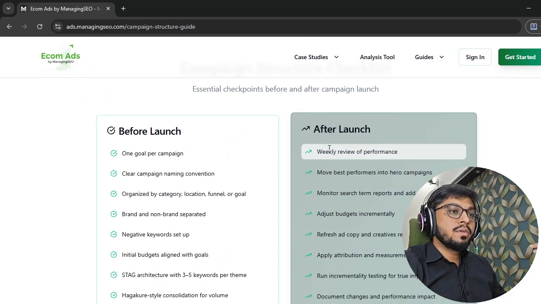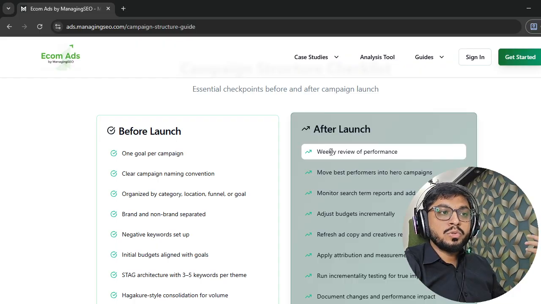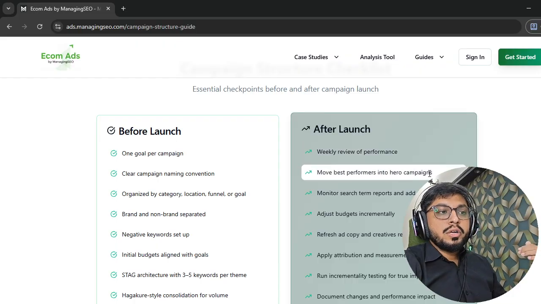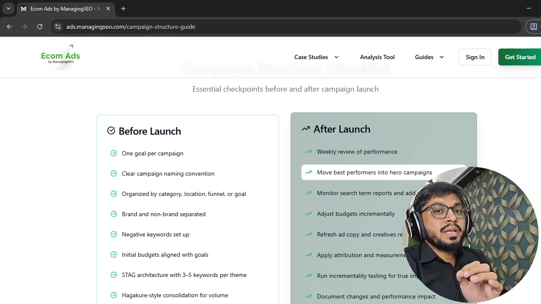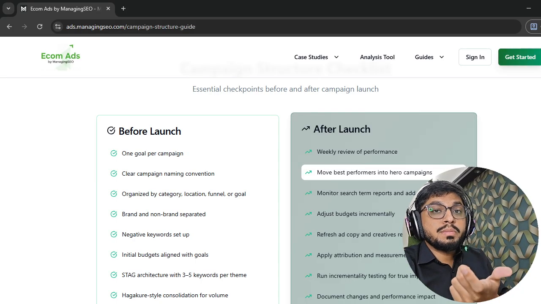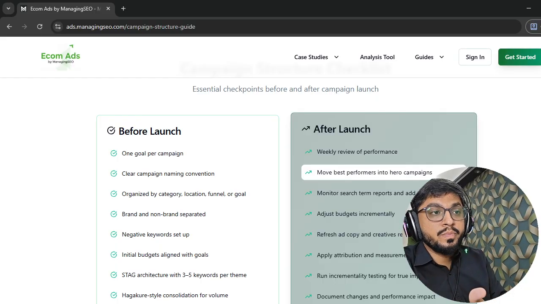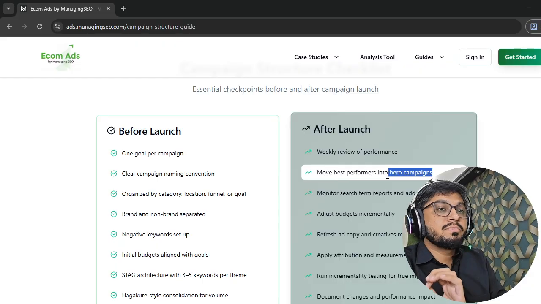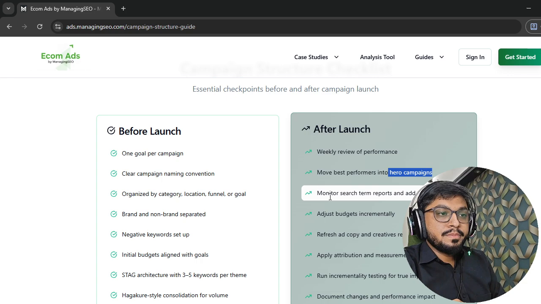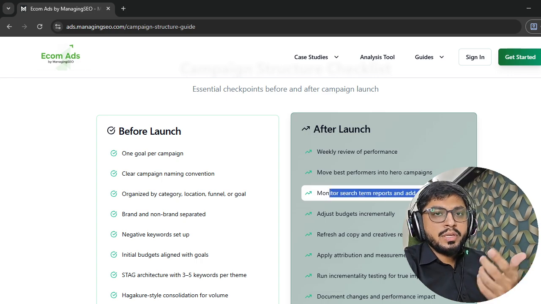And let's say we have launched, then what do we need to do? We need to do the weekly review. We need to move the best performers towards the hero campaigns. Like I said previously, hero campaigns are the campaigns that are generating you the maximum results, the maximum revenue. So moving the best performers into these campaigns is very important. And we need to monitor search terms and add negatives.